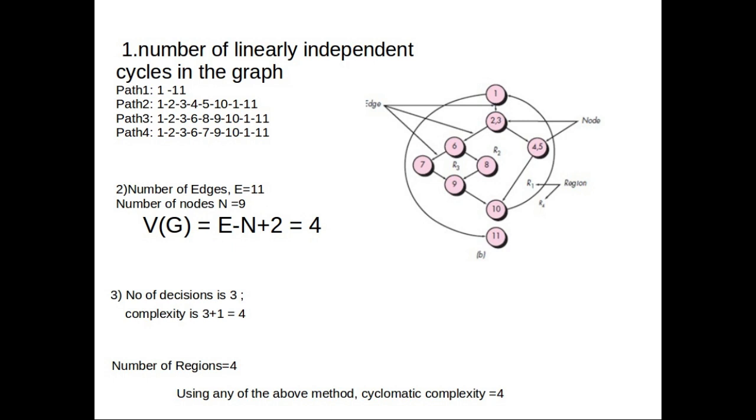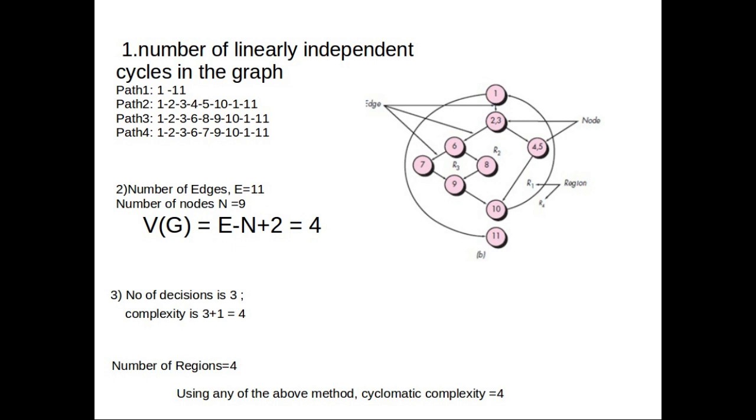Another method: V(G) for the flow graph G can be defined as V(G) = P + 1, where P is the number of predicate nodes contained in the flow graph G. That is, the number of decisions is 3, so complexity is equal to 3 + 1 = 4.